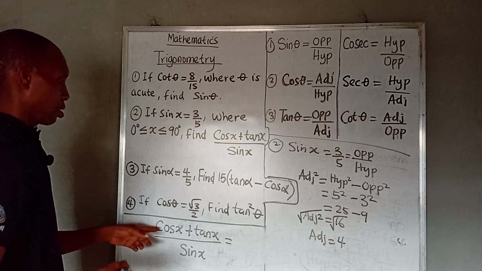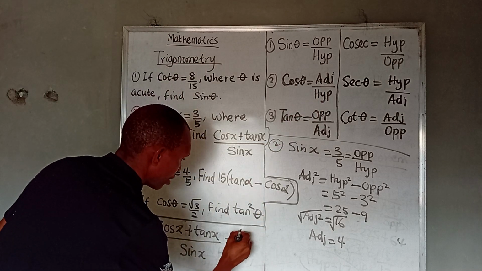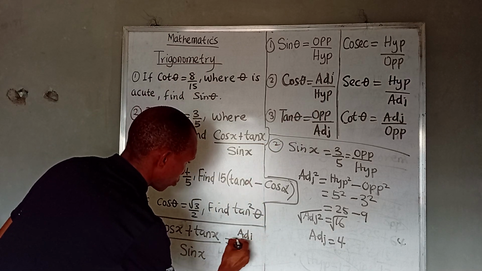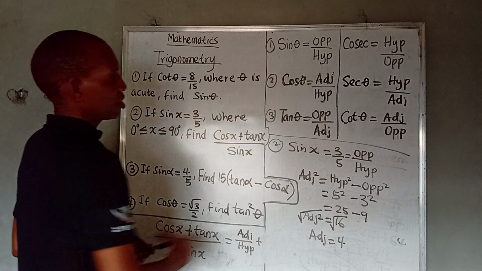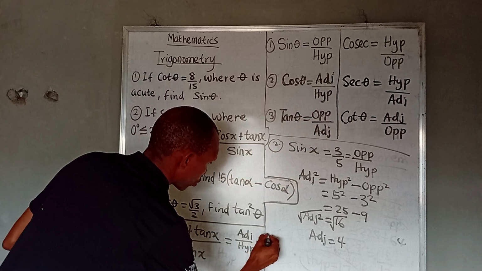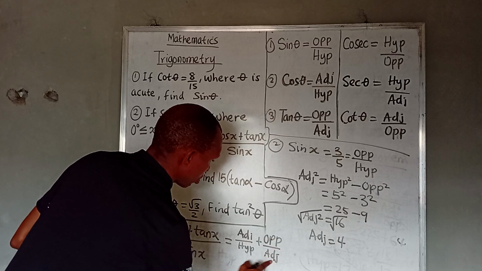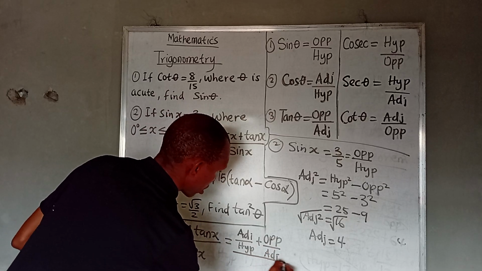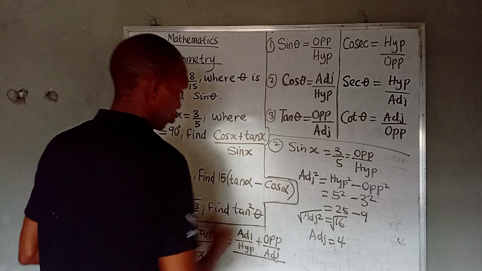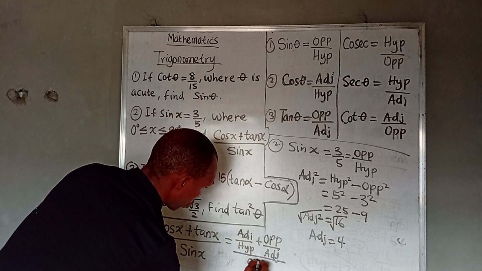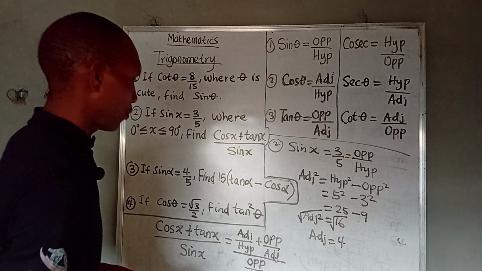Don't forget that cos is adjacent over hypotenuse. So they are indirectly telling you that it is adjacent over hypotenuse plus, what is tan? Tan is opposite over adjacent, plus opposite over adjacent, all over the sine. Sine is opposite over hypotenuse. So all over the opposite over hypotenuse. So it's just for us to put in the values.